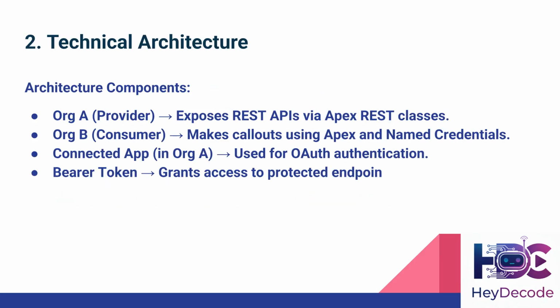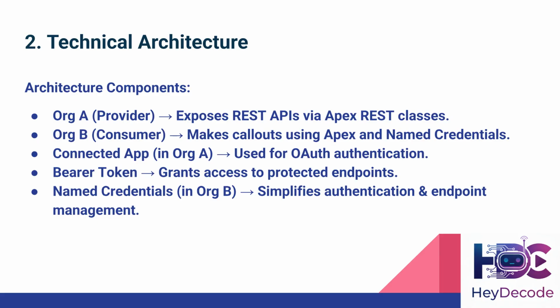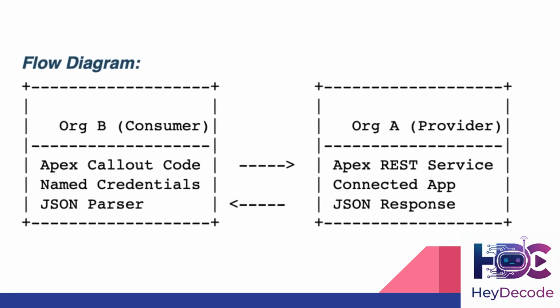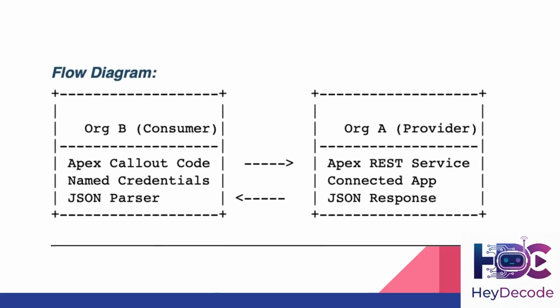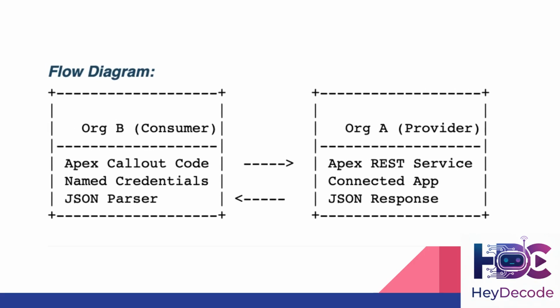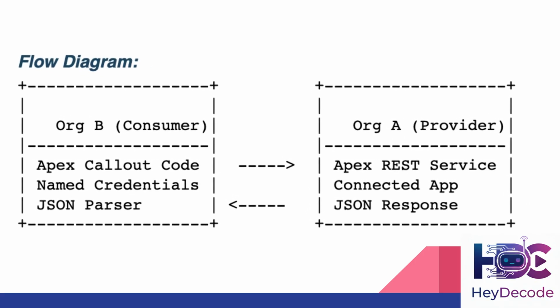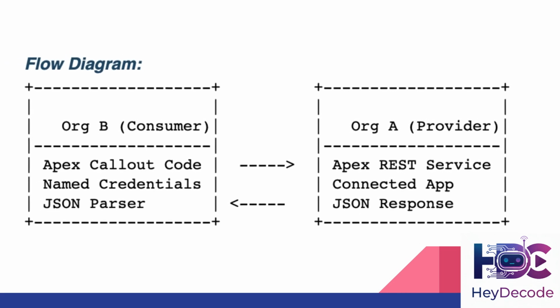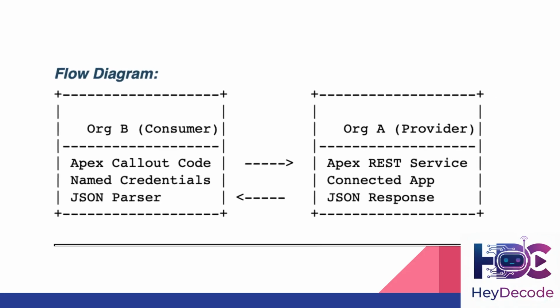The technical architecture involves Org A exposing REST APIs and Org B making callouts using Apex and named credentials. A connected app in Org A is used for OAuth authentication, providing a bearer token for access. This flow diagram illustrates Org B, the consumer, using Apex callout code, named credentials, and a JSON parser to interact with Org A, the provider, which utilizes Apex REST services, connected app, and sends JSON responses.